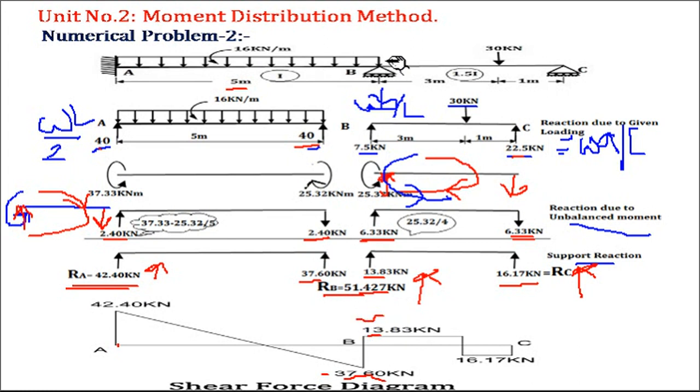In this portion there is no load, so join it by a horizontal line. Here there is a point load of 30 kilonewton acting downward, so 13.83 minus 30, we get the value 16.70. Here also there is no load, so join by a horizontal line. The reaction at C is 16.17 acting upward, so minus 16.17 plus 16.17, the value is 0. So this is the shear force diagram for the given beam ABC. Thank you for watching this video.